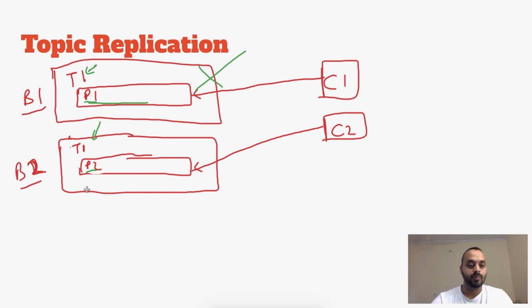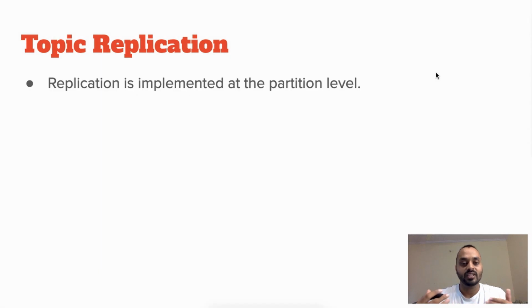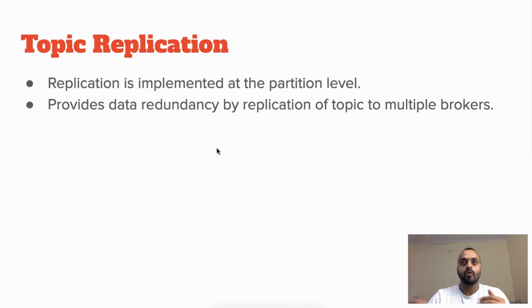If this partition P1 had been replicated here, there is a chance that the data would be safe with us if one broker dies. This is why we need topic replication. Topic replication is implemented at the partition level, as we have seen in the previous example. It provides data redundancy, so that if some broker fails, the data is safe in other brokers and we can read it from there.